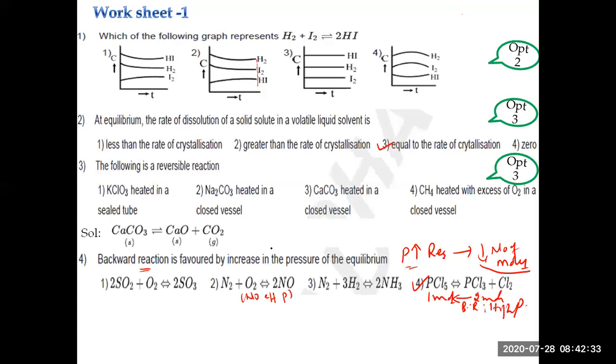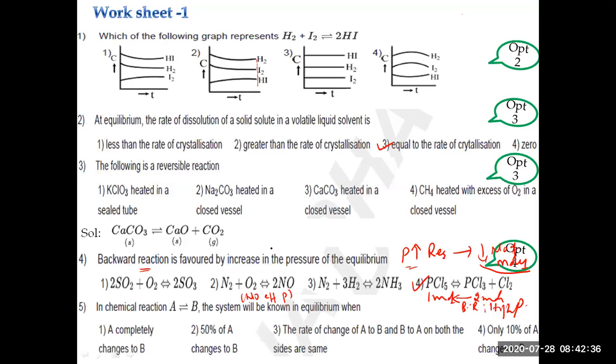Yeah. So this is the thing, right? In chemical reaction A giving rise to B, the system will be known in equilibrium when, option 3. The rate of change of A to B and B to A both are the same. That means rate of forward is equal to rate of backward. Option 3 is correct. We'll take up the next.